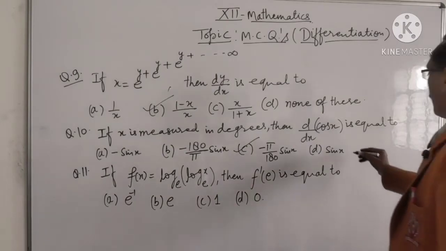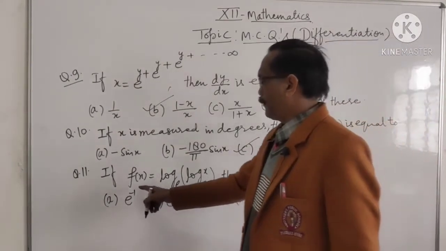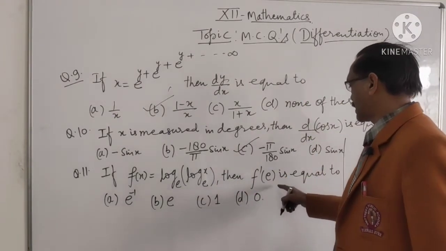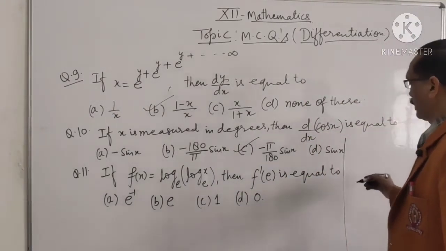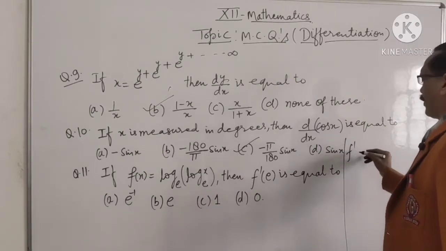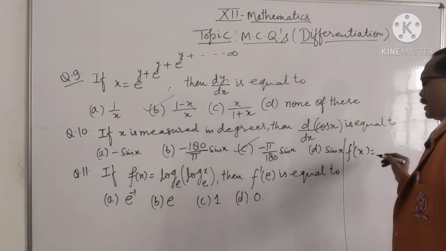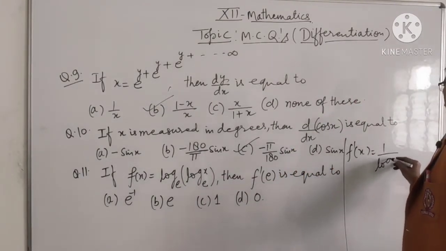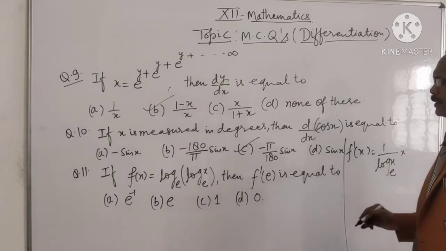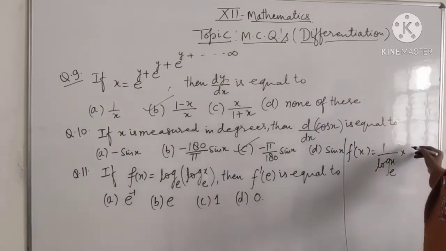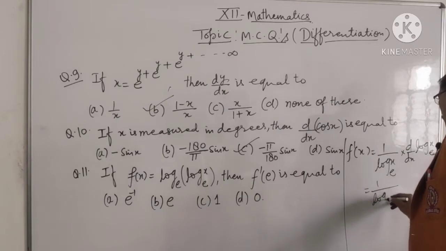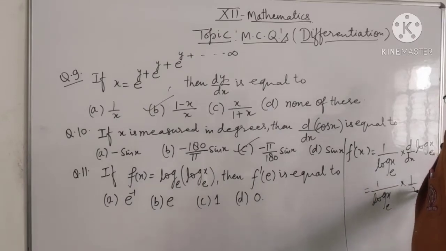Then question number 11. If f(x) equals log of log x to the base e, then f dash e is equal to what? So we will find f dash x. We will apply the chain rule. It is 1 upon log x base e. Then the derivative of this part, d over dx of log x base e, is 1 upon x.